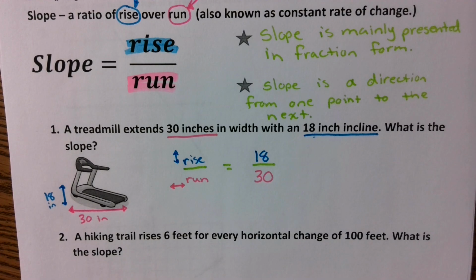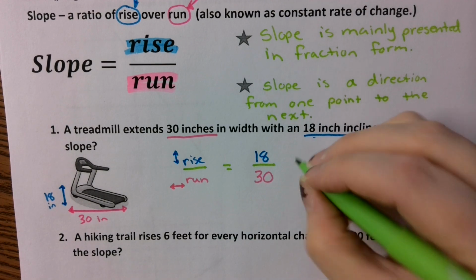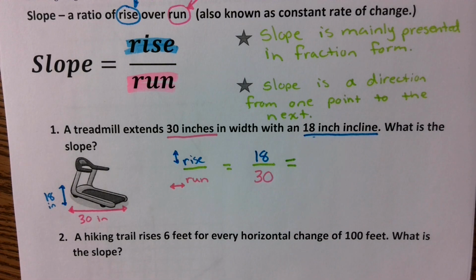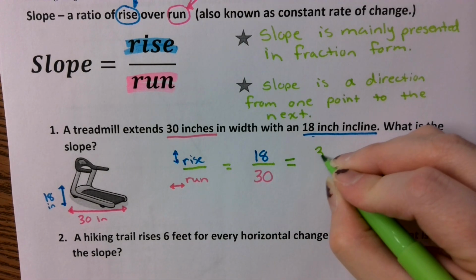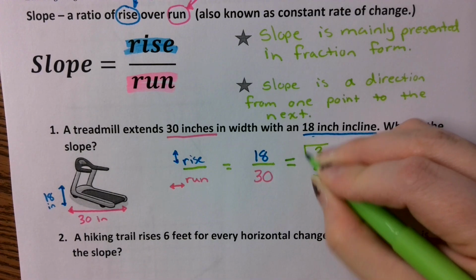And then like always, we want to make sure that we can simplify them. You must always simplify your fractions. So they're both divisible by 6. That would simplify to 3 over 5. And that would be our slope.